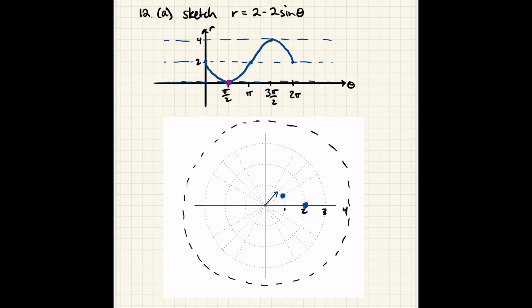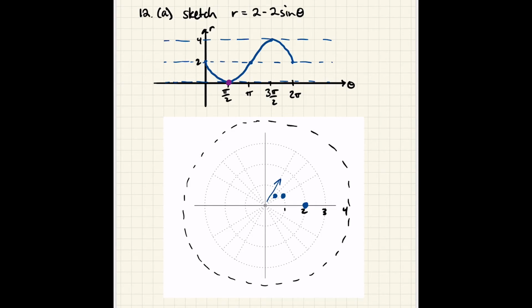Okay, next is pi over 4. Sine of pi over 4 is rad 2 over 2. 2 of those is rad 2. And remember that rad 2 is about 1.4. So 2 minus rad 2 is about 2 minus 1.4, which is about 0.6. Okay.